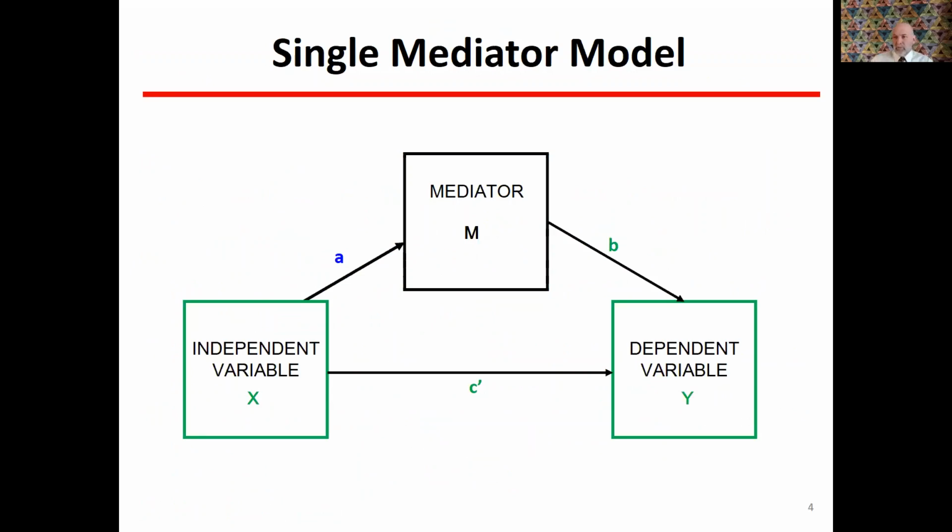Here's a diagram of the single mediator model, and for most of this talk I'll focus on the single mediator model. This is a diagram that we're used to seeing in SEM, although I don't have the residual variances here, where variables are represented as boxes, and we have directed arrows, and the arrows indicate the direction of causality. We have X causes M and M causes Y, but then there's still a direct effect of X on Y represented by C prime.